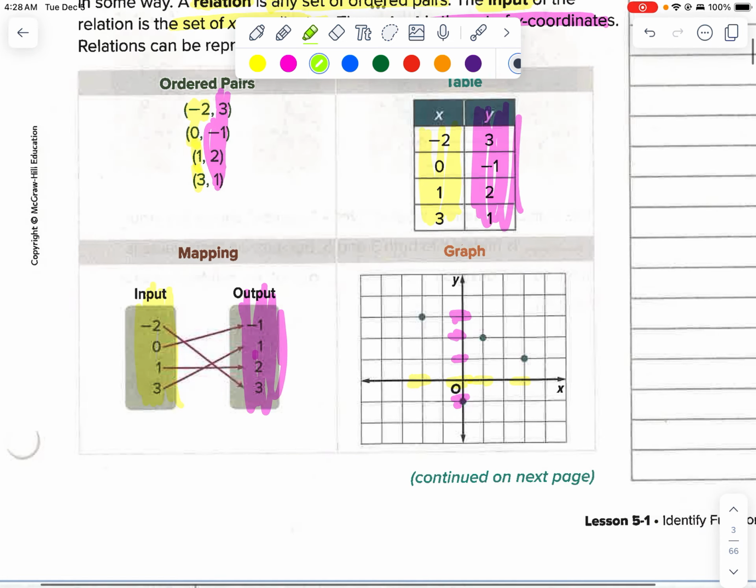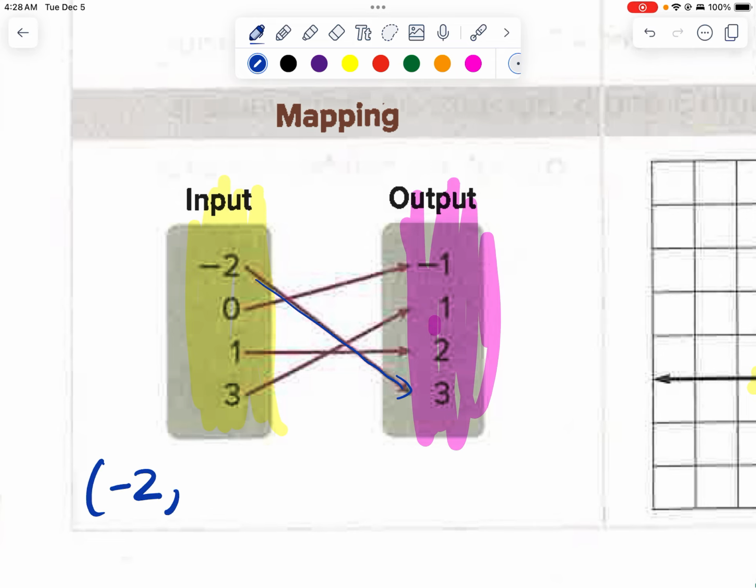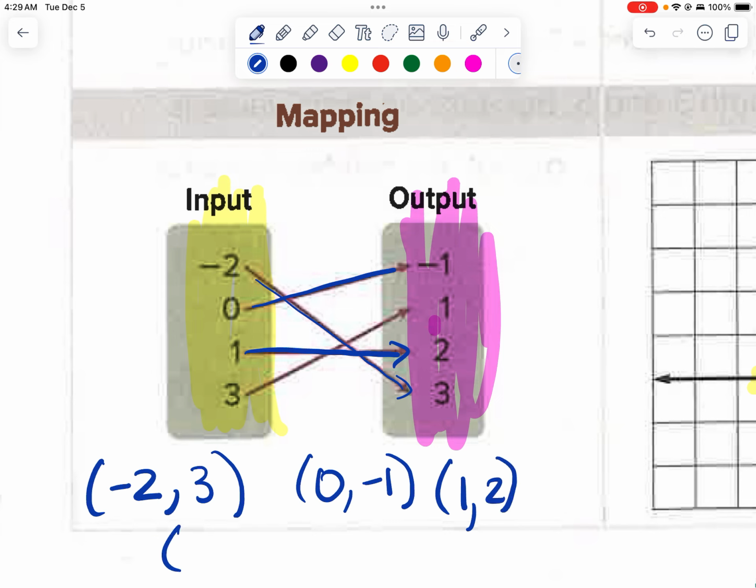So if I look at this right here, I know we've never seen this. This is mapping. And so if I was to write this as an ordered pair, -2 goes down here to 3. So the ordered pair would be -2, 3. The next one, it would be 0, and 0 is going up to -1. Then 1 is going to 2. And then last but not least, the 3 is going to 1.